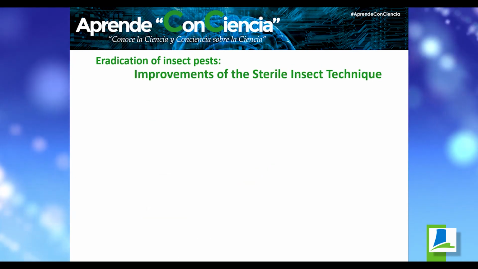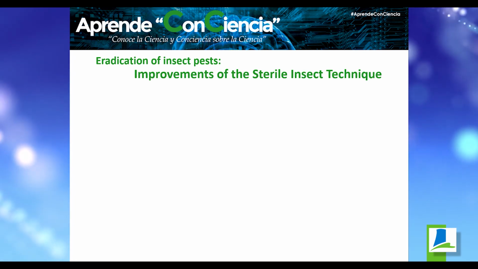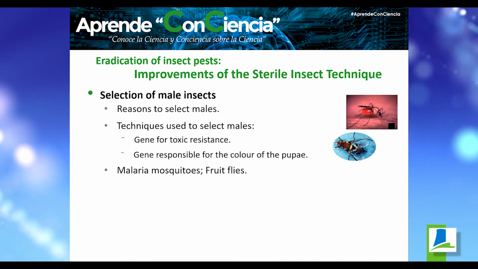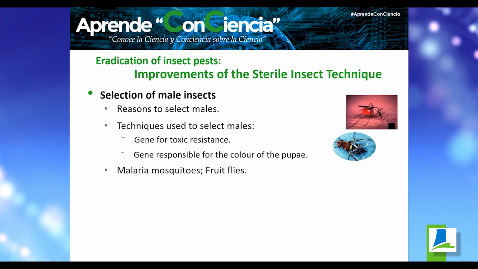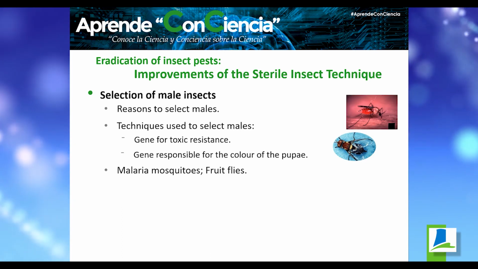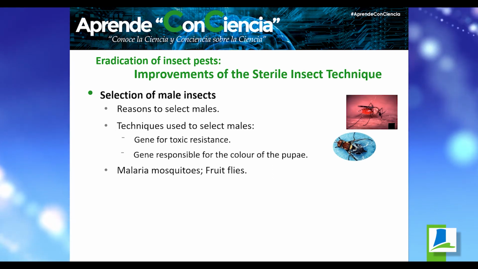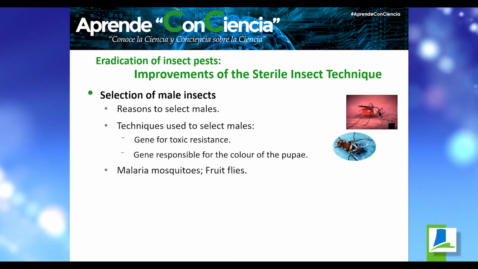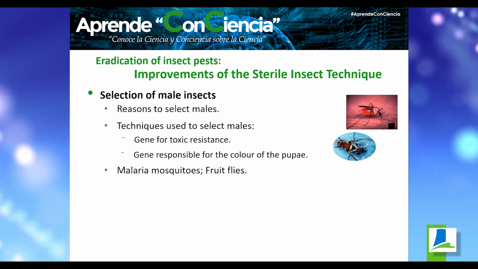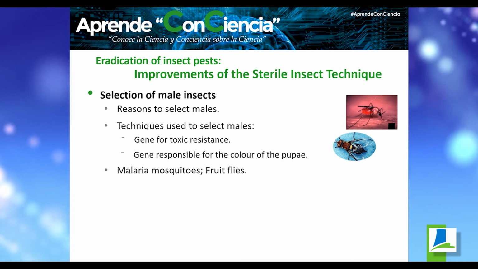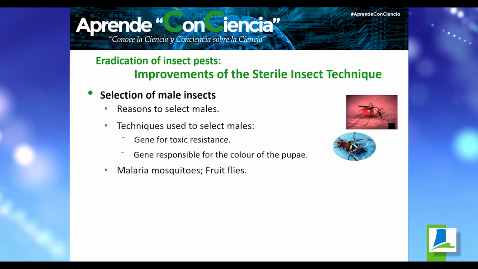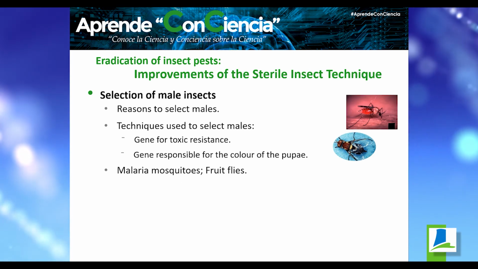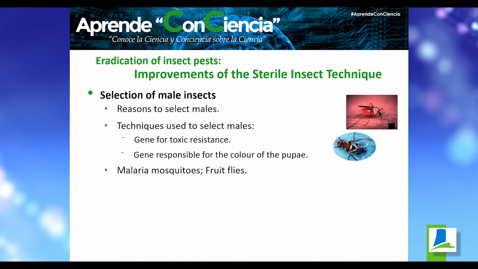Several improvements have been made to the sterile insect technique, for example, the selection of male insects. Some female insects transmit diseases, for example the malaria female mosquito, or produce damage in the harvest, as the fruit fly female. Therefore, releasing only male sterile insects has great benefits. Molecular biology techniques can be used to select male insects, for example, incorporating a gene in the Y chromosome that confers resistance to a toxic compound. Once the males are selected, they are sterilized by exposure to ionizing radiation and are released into the environment.